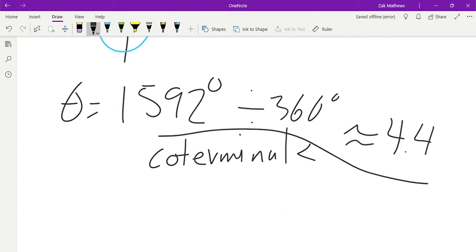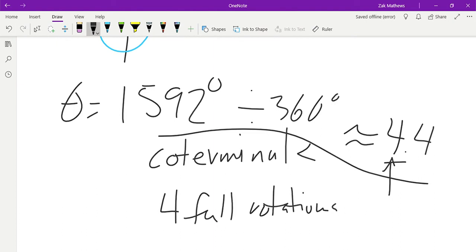What that is giving me is the number of full rotations. So rather than subtracting 360 a lot of times, which would get quite cumbersome for really huge angles, this gives me the number of full rotations I must subtract off. I have 4 full rotations at 360 degrees each. So if I take 360 and multiply it by 4, that gives me 1,440 degrees worth of rotation.